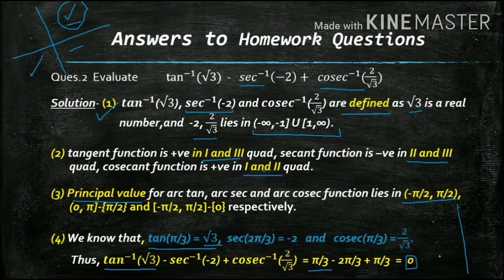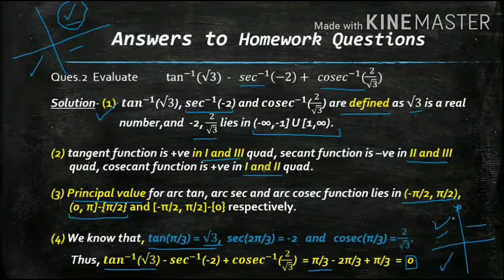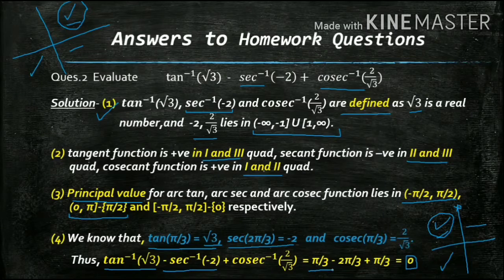For the second one, just look up here. It's negative in the second and the third quadrant. The principal value is this, open 0 closed pi, excluding pi by 2, that is either in the first or in the second, but you can't include the pi by 2 value. So the common region is the second quadrant, and you know in the second quadrant sec at 2 pi by 3 is minus 2. I already told you this and you have done it already. So just replace sec inverse of minus 2 by 2 pi by 3, with the minus sign carried, giving minus 2 pi by 3.